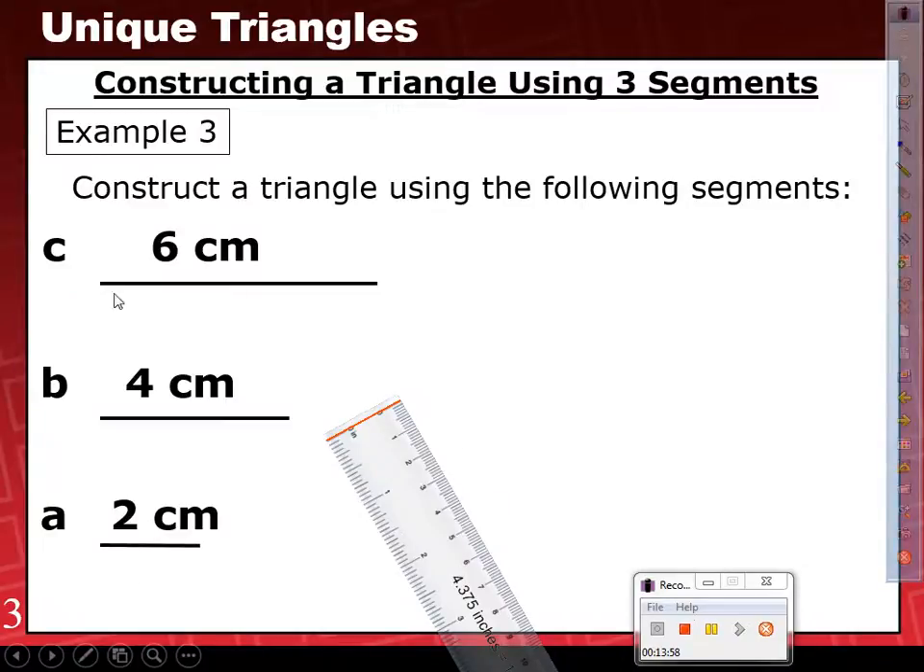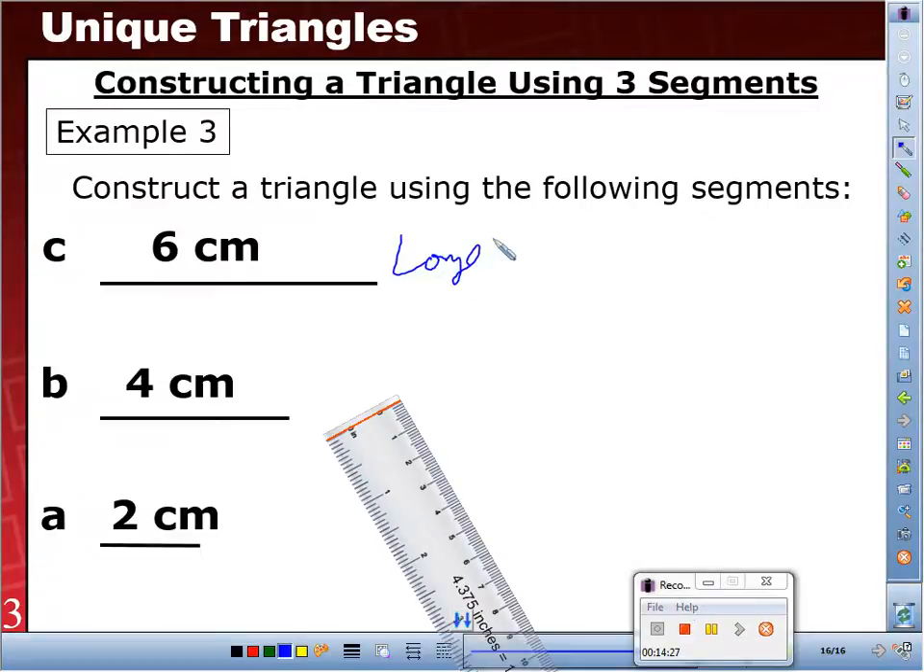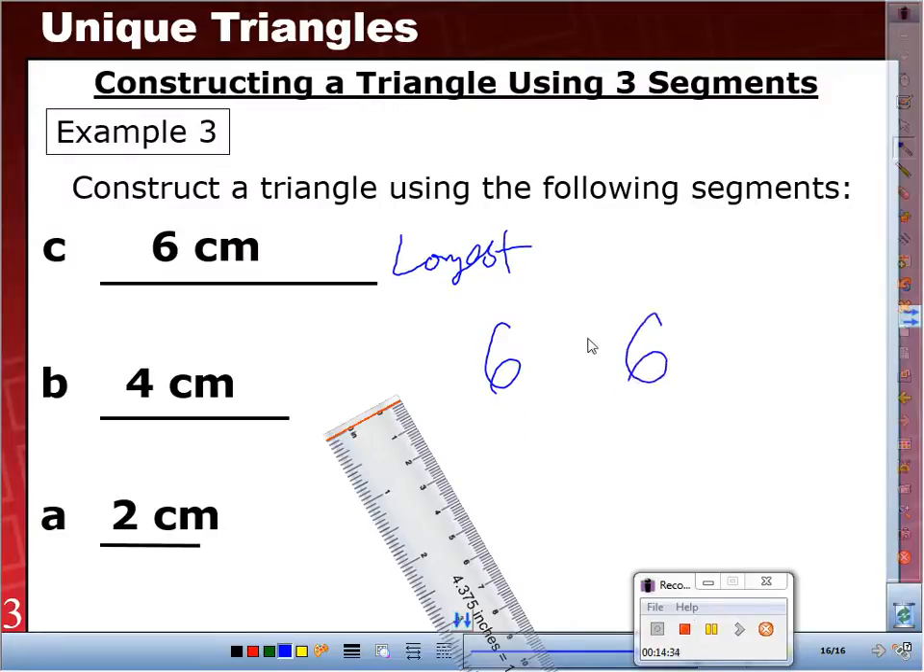Remember, always start with the biggest one, put it as your base or your height, and then get the other ones. Go. Look up, please. Now, I see a lot of you struggling making this one, but let's make some observations. What is my longest side? Longest. What is A and B? 4 and 2. So what is 4 and 2? 6, and the other one is 6. What is 6 compared to 6? Equal.